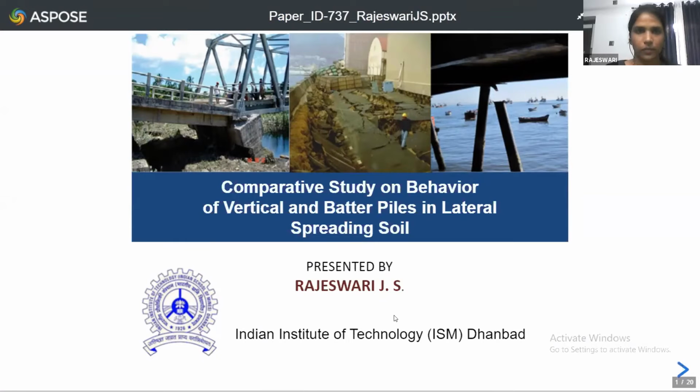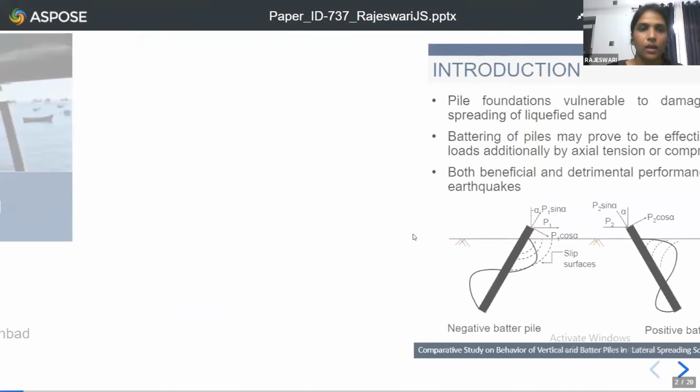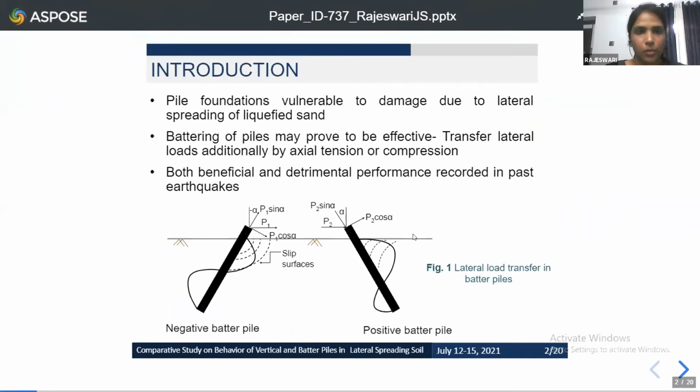Okay, please continue. Pile foundations are vulnerable to damage due to liquefaction-induced lateral spreading of the ground during earthquakes. Under such situations, battering of piles may prove to be an effective option. This is because the batter piles transmit additional lateral loads by axial tension or compression as compared to same dimension vertical piles. However, there is no clear evidence of its effectiveness since both beneficial as well as detrimental performance have been recorded in past earthquakes.